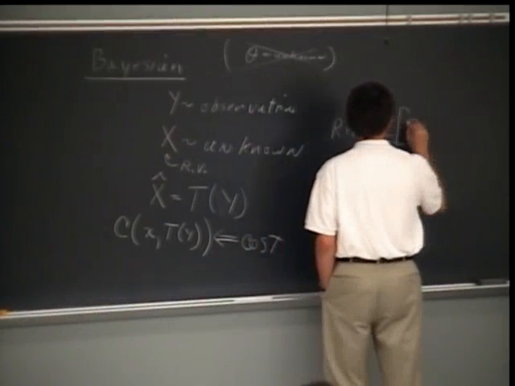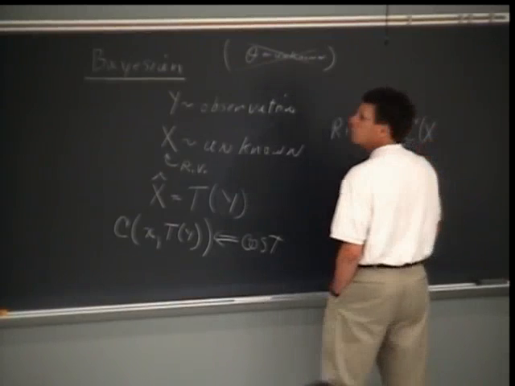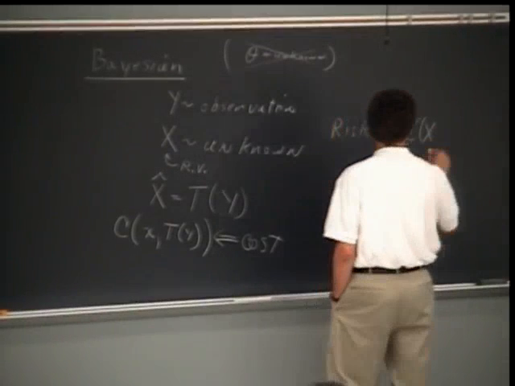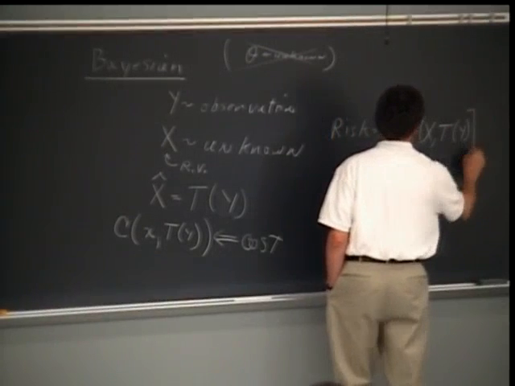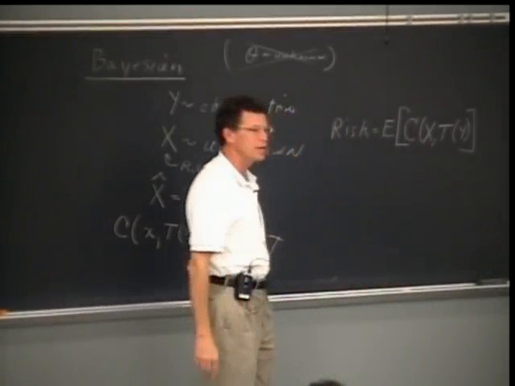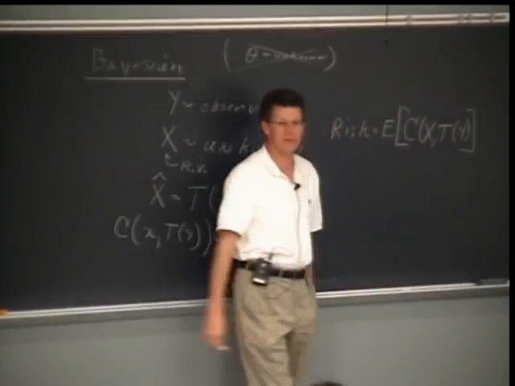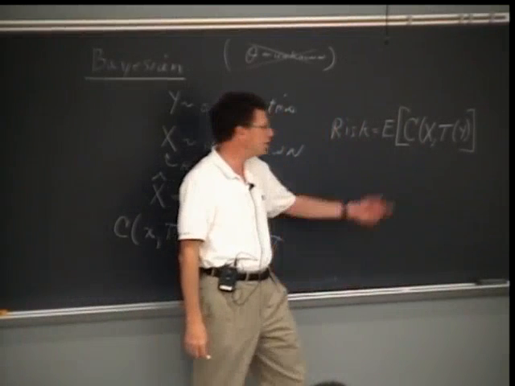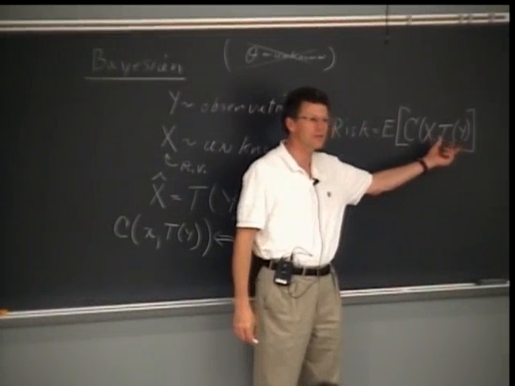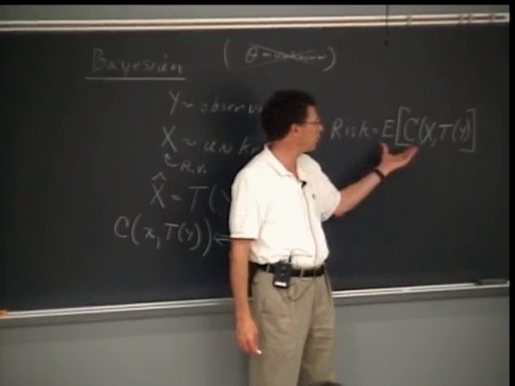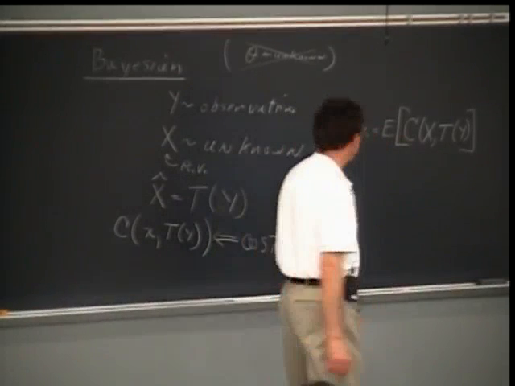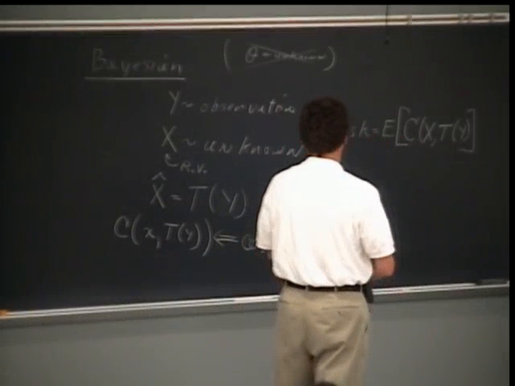Now since these are random variables, you can take the expectation. Am I going off the board? No. T of y. So your objective then is to find T that minimizes this. That's the way it goes. So T is the thing you can actually choose, because this is a function you can apply to the data that gives you the estimate. And you want to pick T to minimize this. Now, there's a few different possibilities.